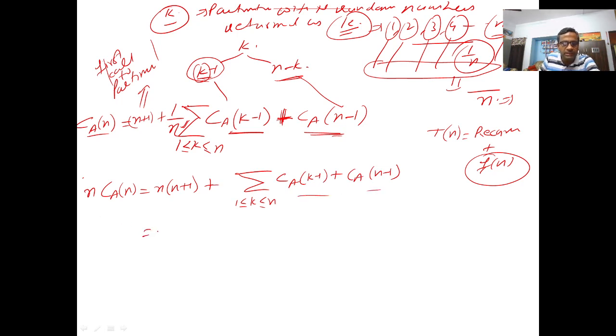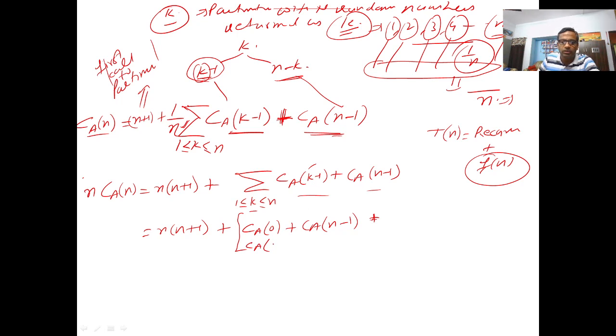So n into n plus 1 will remain the same, plus now put the value of k equal to 1. If k is equal to 1, then it becomes C_a(0) plus C_a(n minus 1), isn't it? Now put the value of k equal to 2. So in that case, C_a of how much?